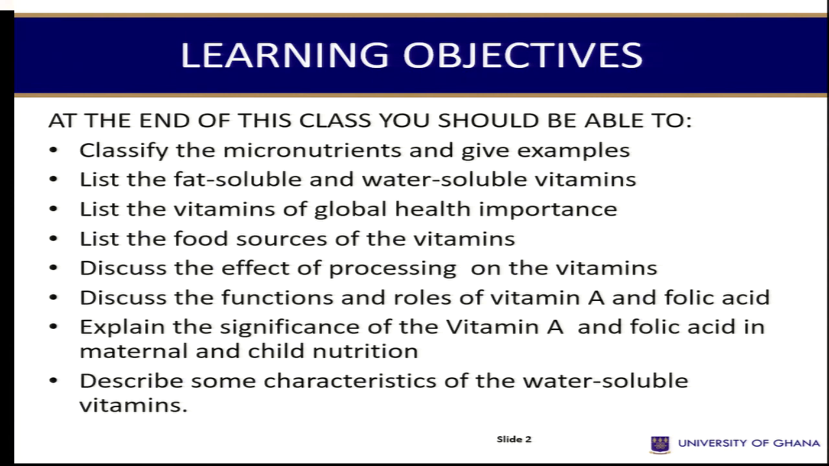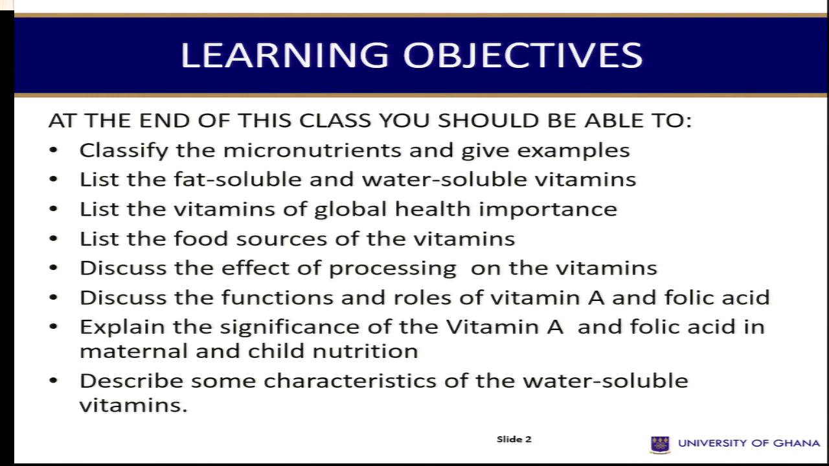List the fat-soluble and water-soluble vitamins. List the vitamins of global health importance. List the food sources of the vitamins. Discuss the effects of processing on the vitamins. Discuss the functions and roles of the vitamin A and folic acid as they relate to the human body. Explain the significance of vitamin A and folic acid in maternal and child nutrition.